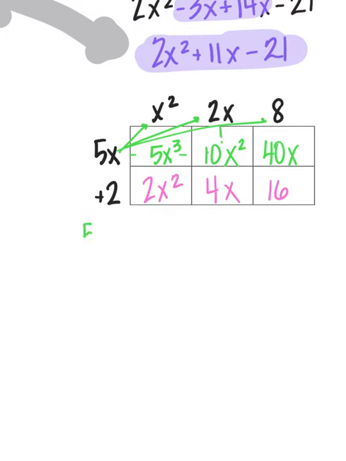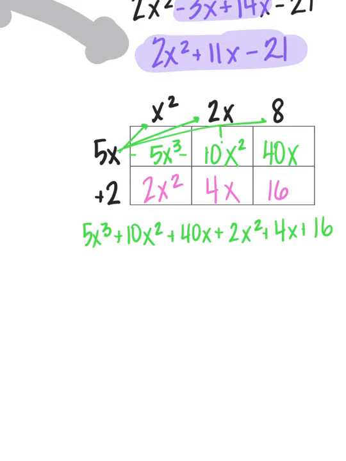So I have 5x to the third plus 10x squared plus 40x plus 2x squared plus 4x plus 16. So I'm doing the same thing essentially. I'm just putting it in a box to make it a little bit easier. And again, it's totally up to you. I'm just trying to show you something new.